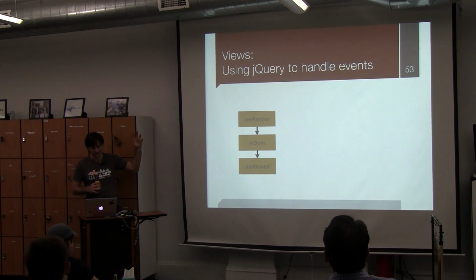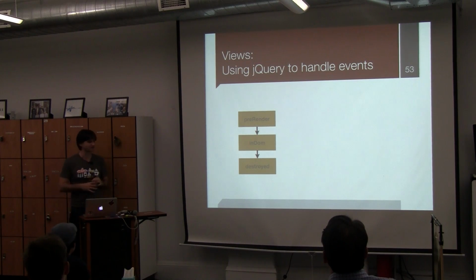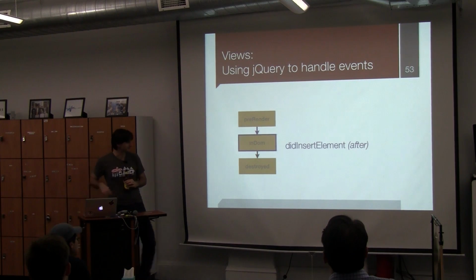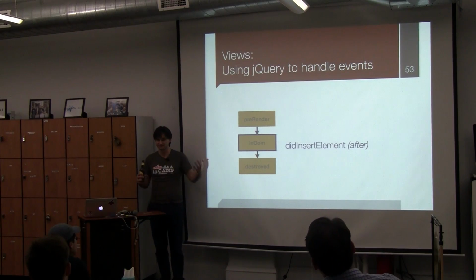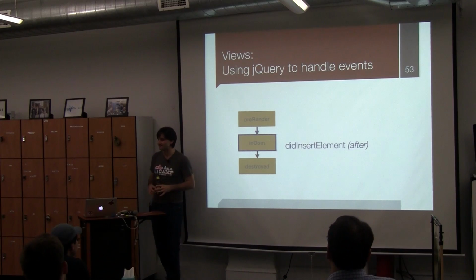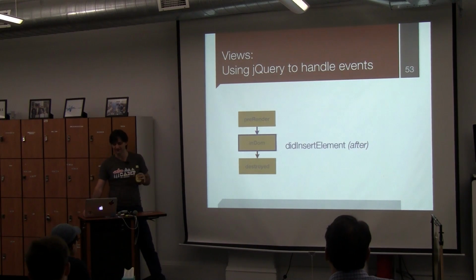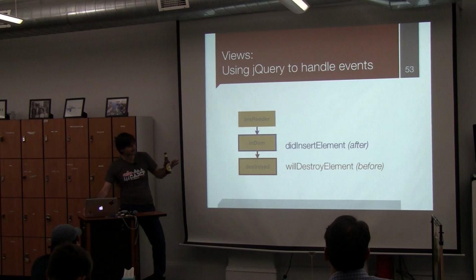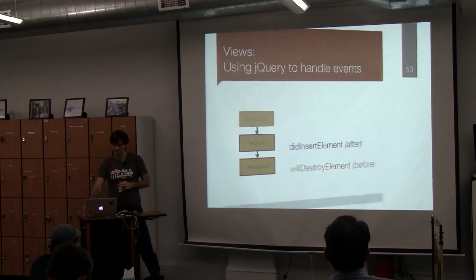And so views have a little internal state machine that they cycle through. There's actually one or two other states that I'm leaving out for simplicity. But there's some important hooks. After a view transitions into the in DOM state, which means its HTML is there, it's going to fire didInsertElement, and that gets fired on your view. And right before it goes into the destroyed state, it's going to fire willDestroyElement. So again, this is when it's still in the DOM, but it's about to be removed.